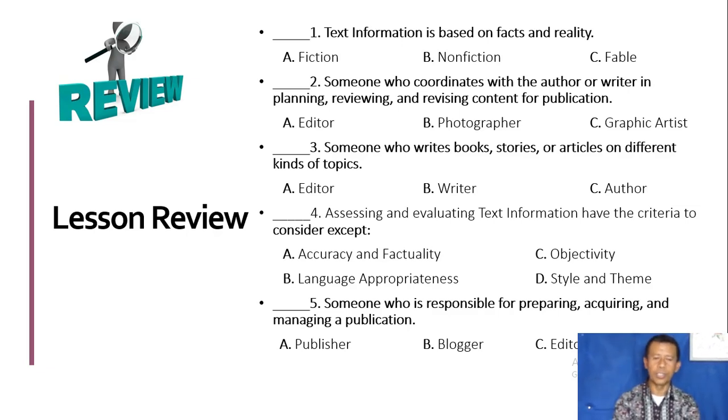Number 5, someone who is responsible for preparing, acquiring, and managing publication. Letter A, publisher. Letter B, blogger. Letter C is editor. Which one is correct? What is your answer? You are correct if your answer is letter A, publisher. Someone responsible for preparing, acquiring, and managing a publication, from the term publication, publisher.